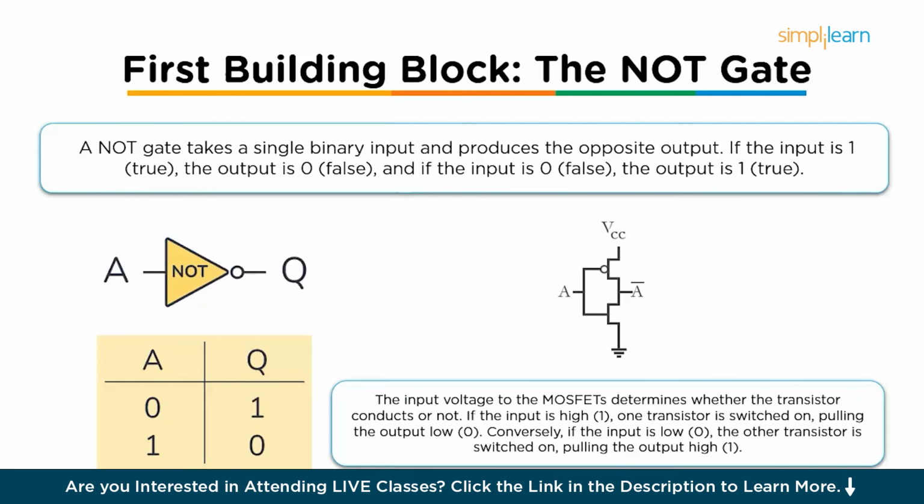NOT gate in VLSI circuits. In VLSI circuits, a NOT gate is created using MOSFETs. The input voltage of the MOSFETs determines whether the transistor conducts or not.